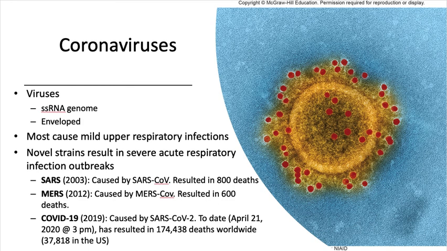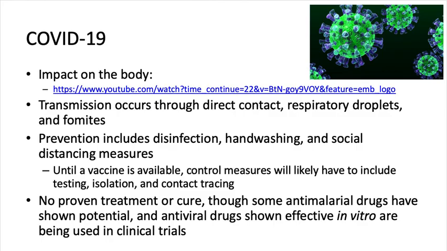When I put up this lecture on Blackboard on April 21st, there had been 37,818 deaths. As of today, there are over 50,000 deaths. So in just a few days, we have gone up by over 10,000 deaths in the United States. All right, so I'm going to show you a video on how coronavirus affects the body, and then we'll talk just a little bit about transmission, prevention, and treatment.